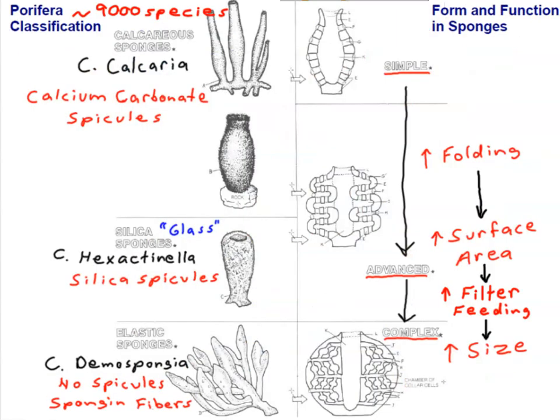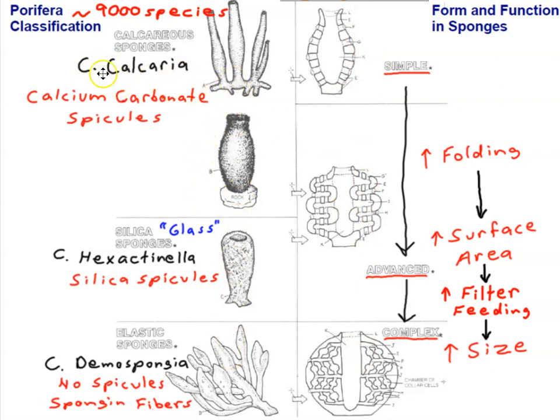All right, here we're looking at the classification of Phylum Porifera, along with an evolutionary trend that we see in poriferans. First of all, there are about 9,000 species of sponges. And again, most of them are marine. There are some that are freshwater. But they are classified into three classes: Class Calcarea, Class Hexactinellida, and Class Demospongia. And they're classified both by the arrangement of their bodies and by the spicules that they create.